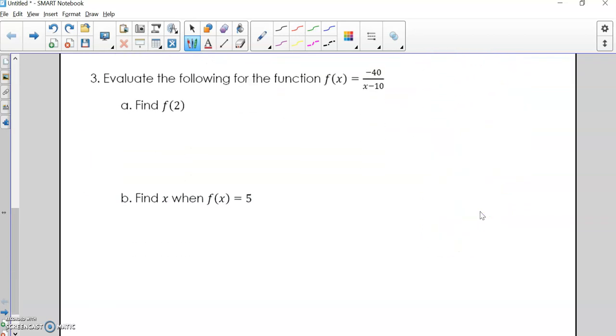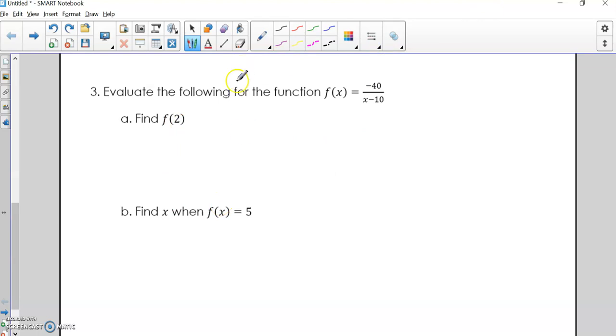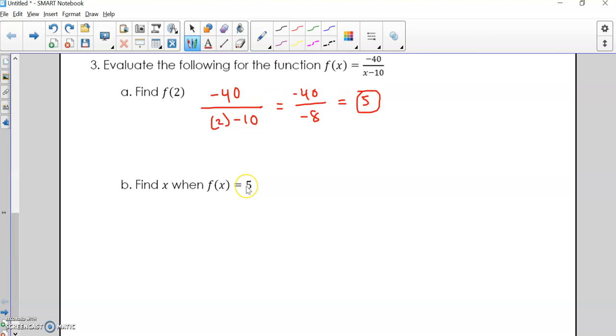All right, next. So this is a little bit different from what you guys are used to. Okay, and A not so much, but B is a little bit different. So we have f of 2, which means we just have to plug 2 in for x, which I think you guys have been really good about realizing that's what that wants you to do. So once you do that, you're like, okay, 2 minus 10 is negative 8, and so negative 40 divided by negative 8 equals 5.